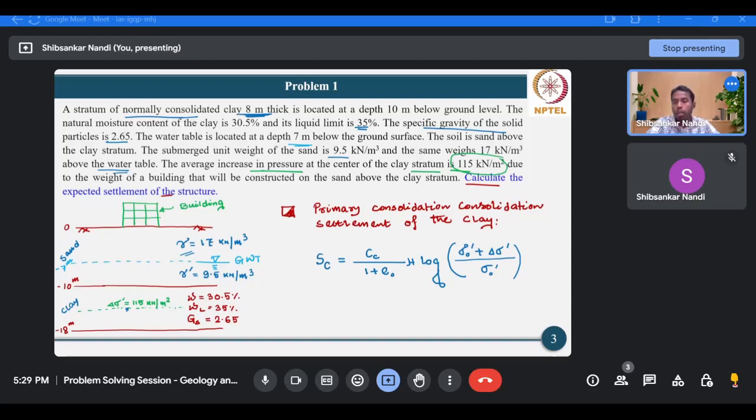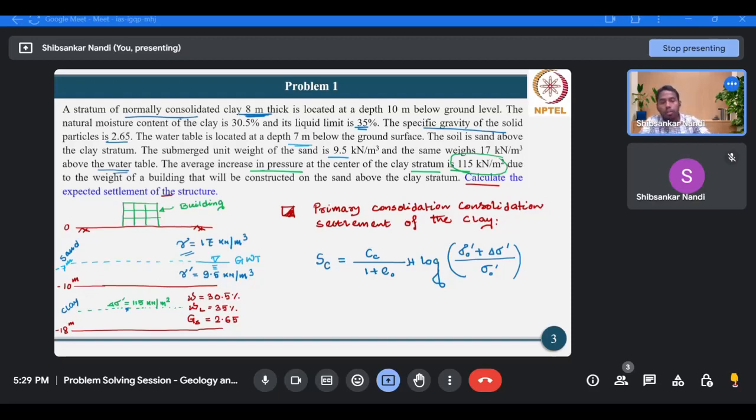So therefore, you should know the unit weights of this layer, sand and clay. Now for clay, since it's completely submerged, its unit weight will use the submerged unit weight. But for sand, it's partly submerged and partly above the water table. So therefore, we need to use two different unit weights while calculating the effective overburden pressure at the mid depth of the clay strata.